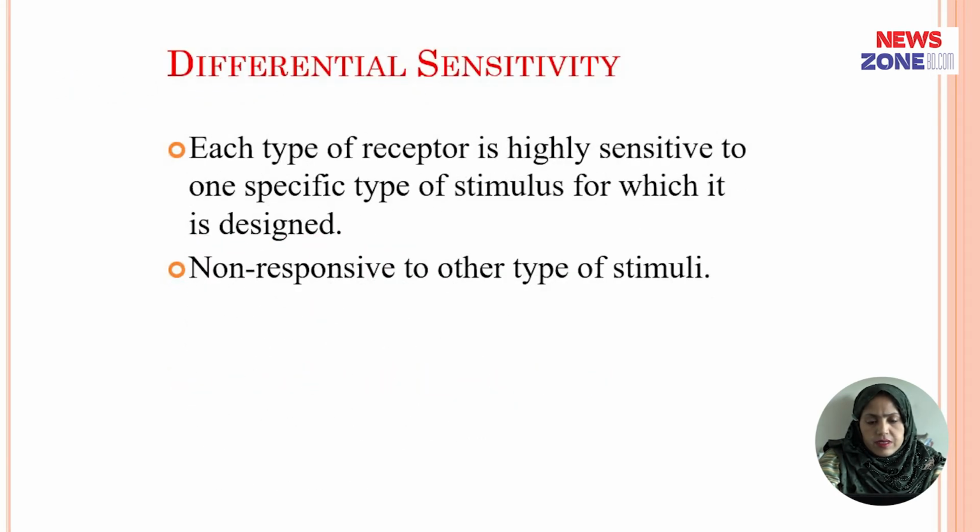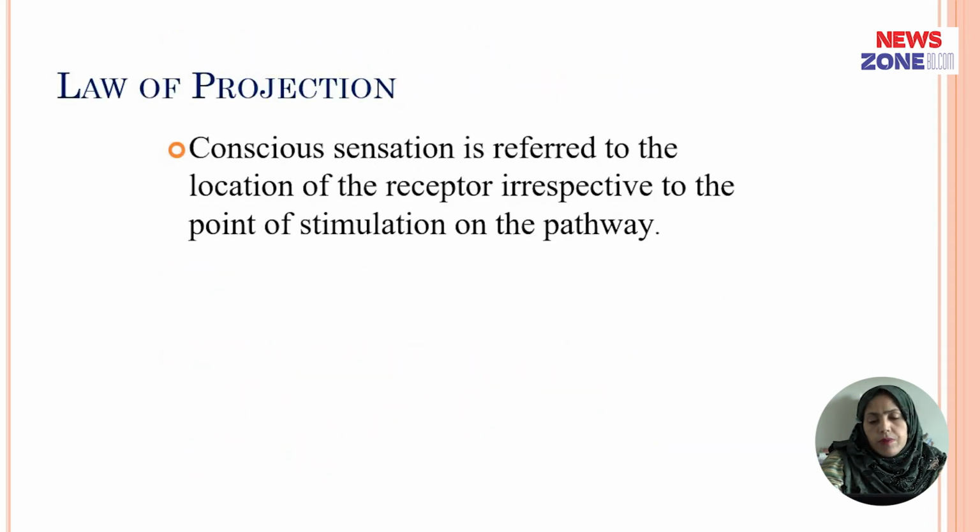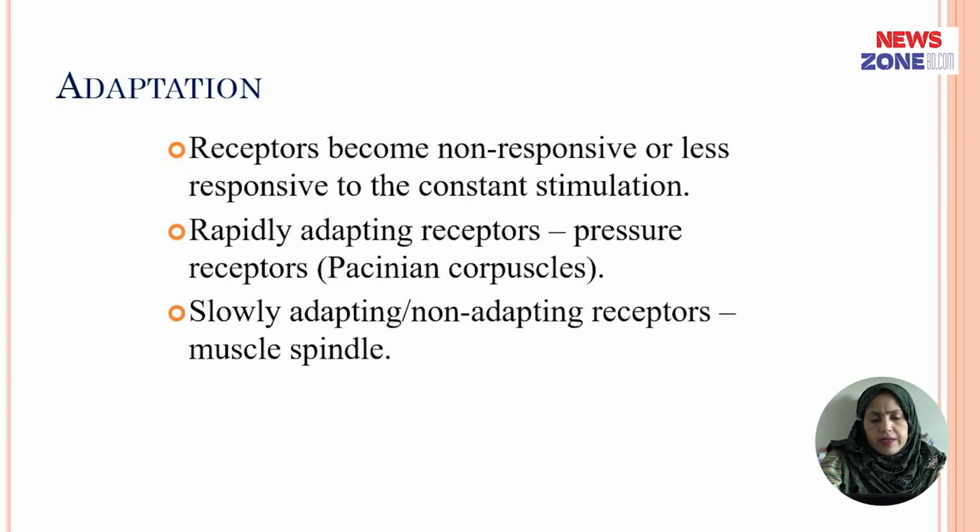And then differential sensitivity. What is differential sensitivity? Each type of receptor is highly sensitive to one type of specific stimulus for which it is designed, and non-responsive to other types of stimuli. And labeled line principle or doctrine of specific nerve energies. Specificity of the nerve fiber ending at a specific point is for transmitting only one modality of sensation. It is called the labeled line principle. And law of projection. Law of projection is that the conscious sensation is referred to the location of the receptor irrespective of the point of stimulus on the pathway. And adaptation. Adaptation is non-responsive to less responsive to constant stimulation. Rapidly adapting receptors are pressure receptors and slowly adapting receptors are muscle spindles.